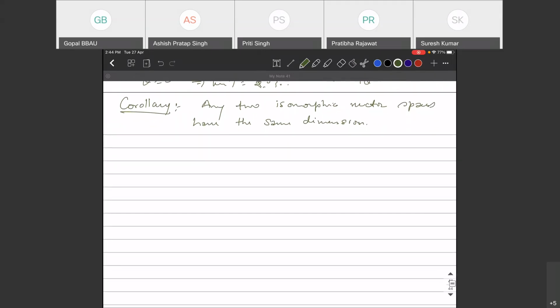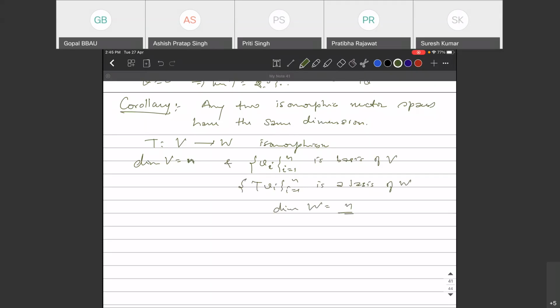So you have proven this. How? Since two vector spaces V and W are isomorphic, there exists an isomorphism T. Suppose this is the isomorphism, and assume the dimension of V equals n. So vi, i from 1 to n, is a basis of V. Then from the above theorem, T vi, i from 1 to n, is a basis of W, and it has n vectors, so the dimension of W is n. So we are done.